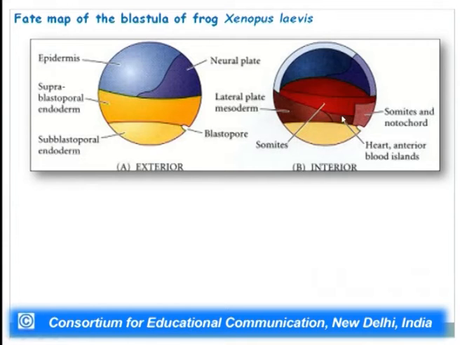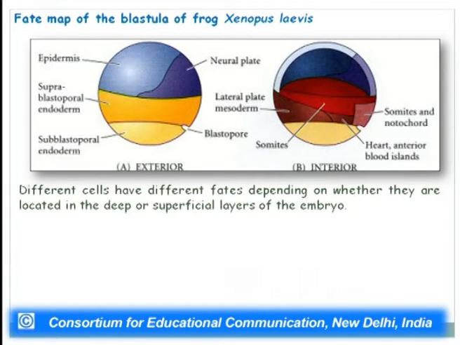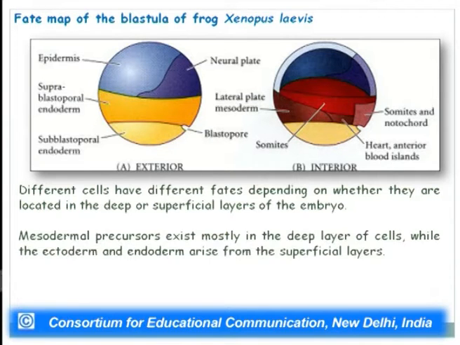So, you can see that the mesoderm will generally originate from the deep layer cells lying in the marginal zone. In the animal hemisphere, the exterior cells will give rise to the ectoderm, and in the vegetal hemisphere, the endodermal cells are the ones giving rise to the endoderm. So, different cells have different fates depending on whether they are located in the deep or superficial layers of the embryo. The mesodermal precursors exist mostly in the deep layer of the cells, while the ectoderm and the endoderm arise from the superficial layers.